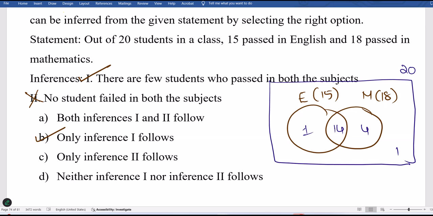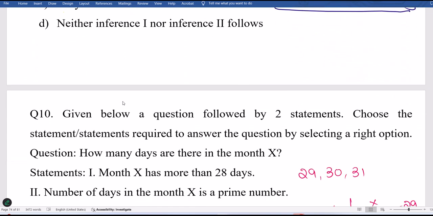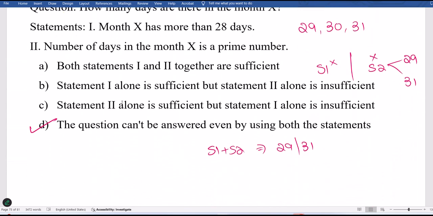And clearly, maths at most 18 only. Total students 20, right? Maths is 18. Maximum passed maths is 18. Still two students are there. Failed in both is also a case. You can clearly sense it from that. And this one fine.